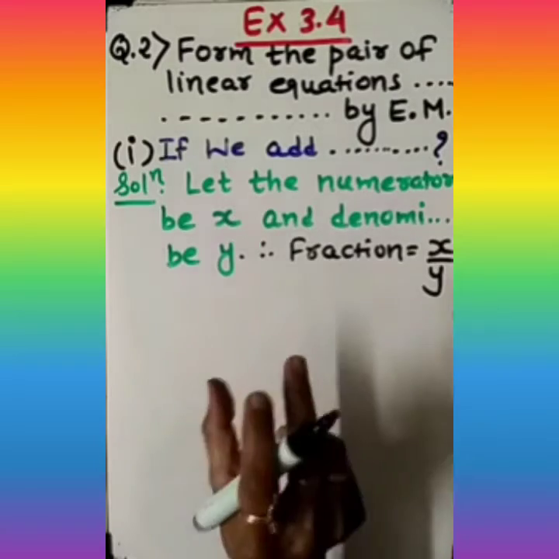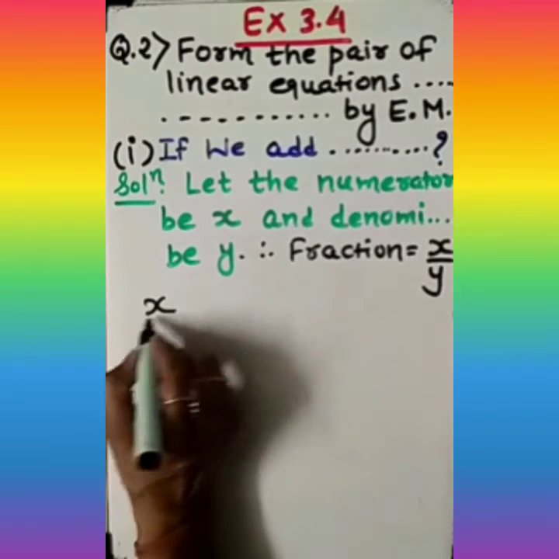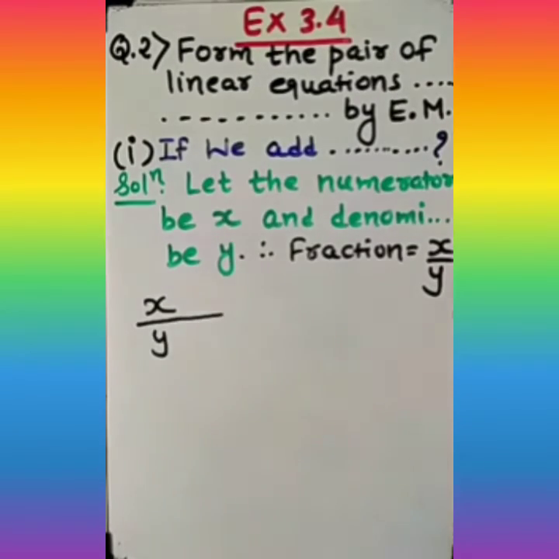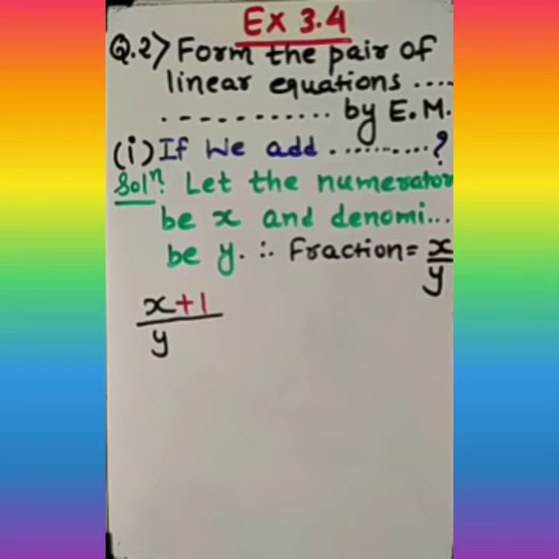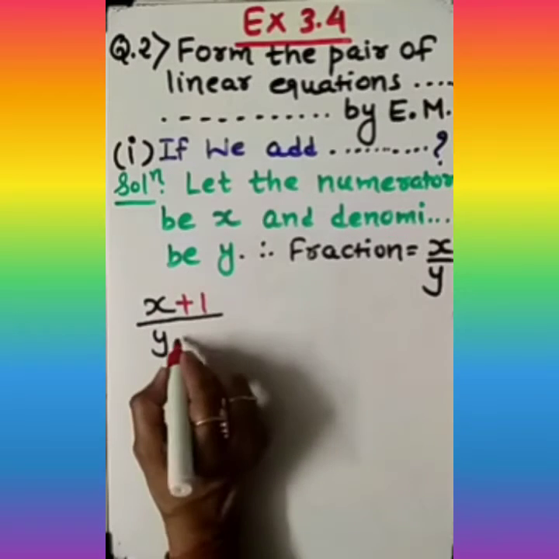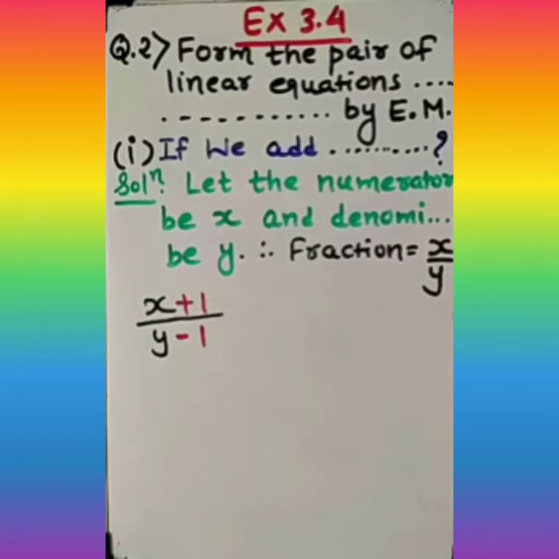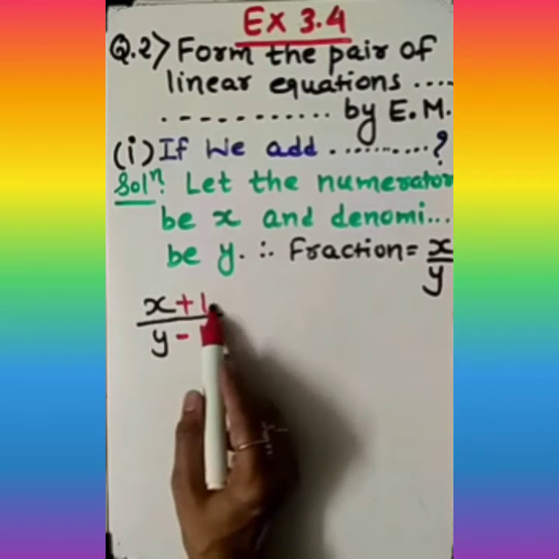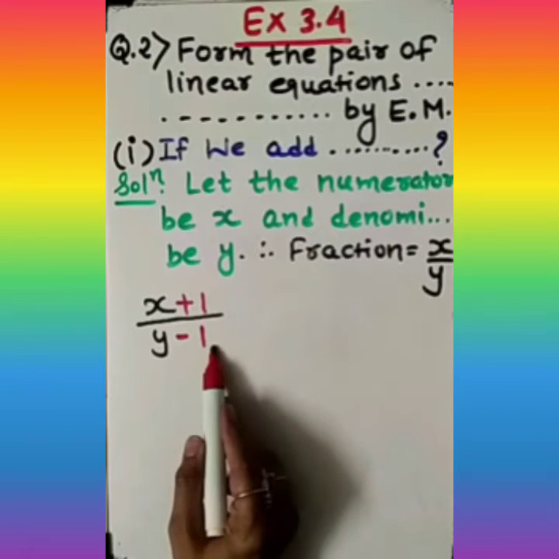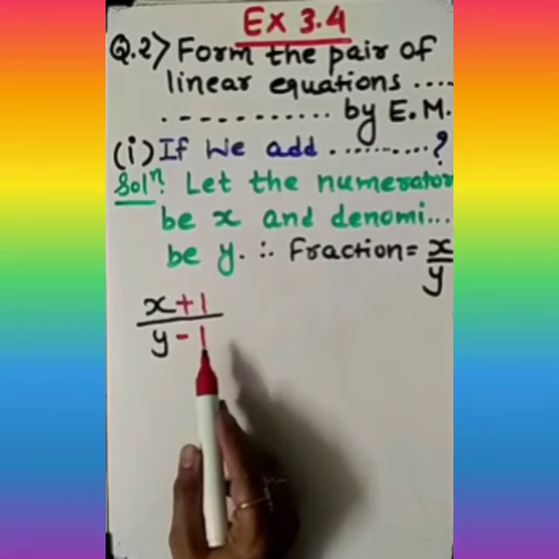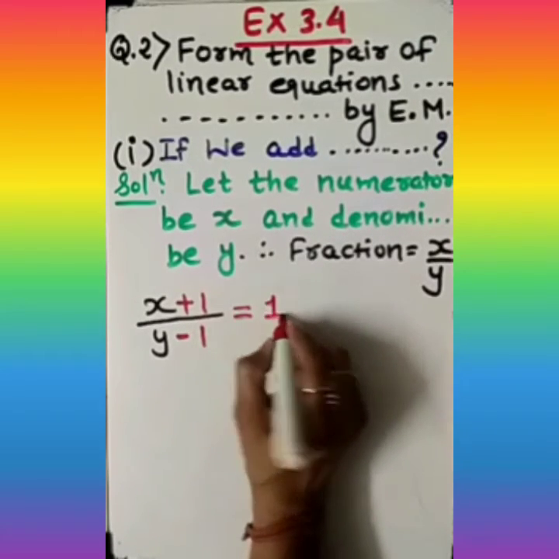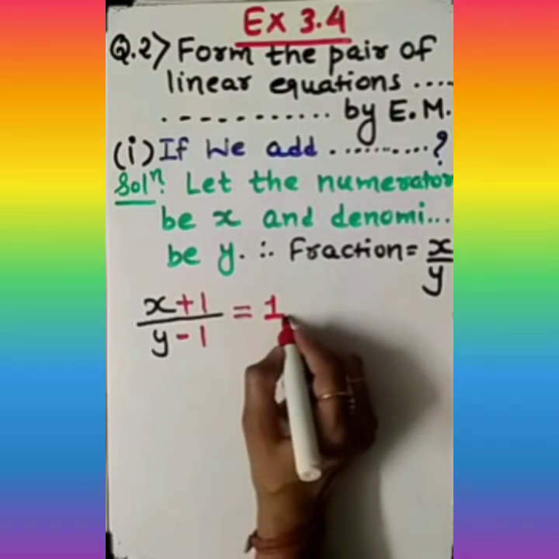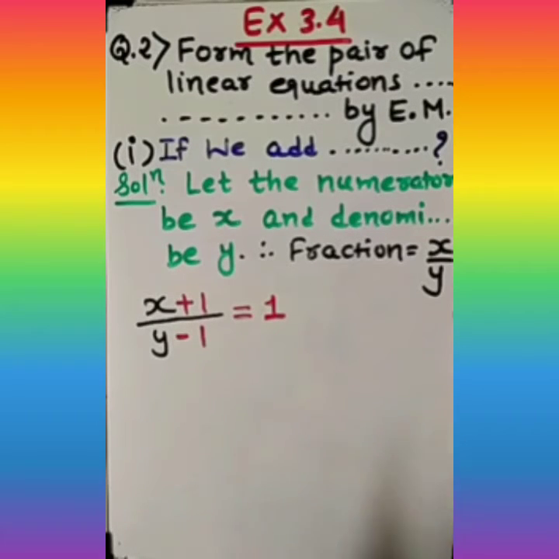We add 1 to the numerator. See, this is our fraction. We are adding 1 to the numerator and subtracting 1 from the denominator. Then the fraction reduces to 1, which means the value of this fraction will become 1. This is the first equation.